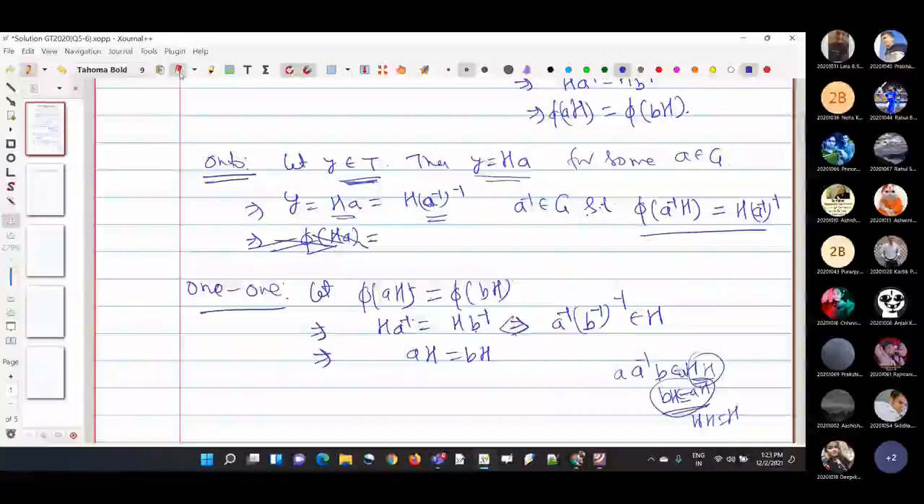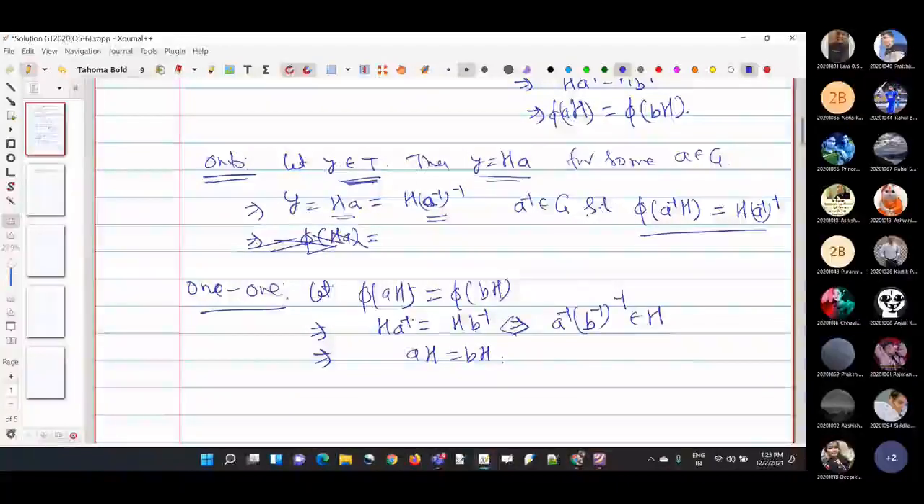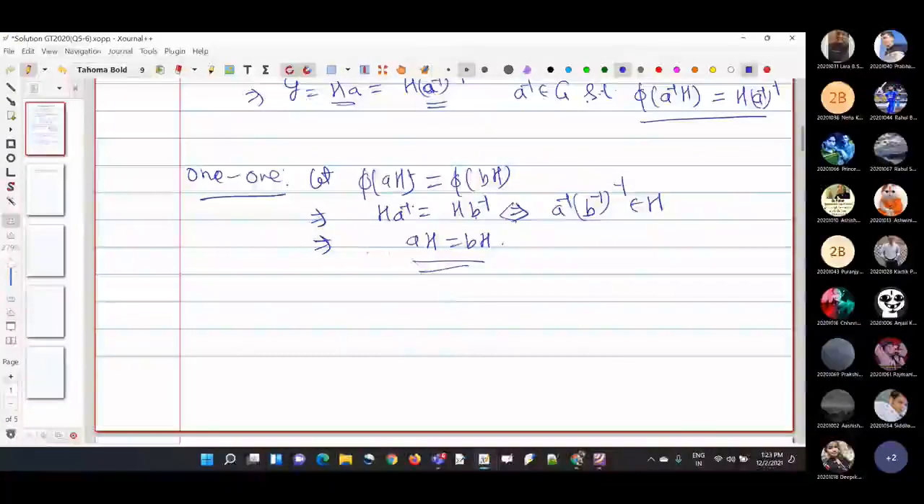So this is a way of memorizing. Otherwise, you may get confused sometimes. But if you know the technique, then there is absolutely no problem. So this way, we have seen that if images are same, then their pre-images are also going to be same. So this proves that this phi is bijective.